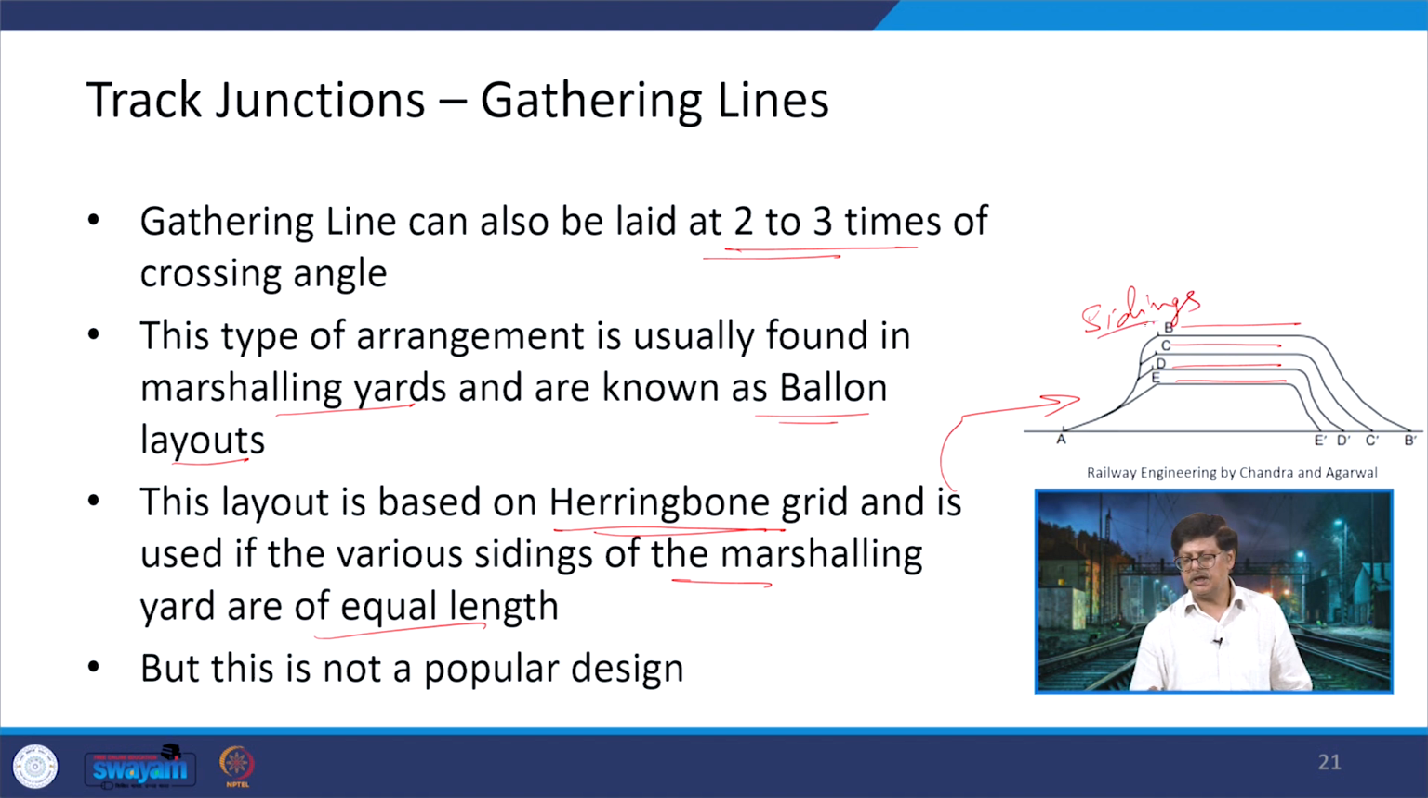and these sidings are used for different reasons. They can be reception siding, there can be sorting siding, there can be a departing siding. So, reception means the train is being received on that siding, sorting means the train is being formed on that siding, and departing means once it is formed, it is departed on the main line track. But then this is not a popular design.